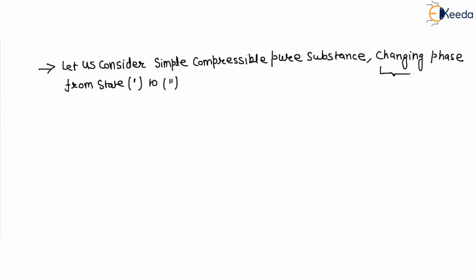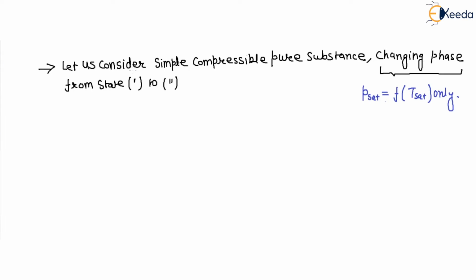When the phase changes, we know that the saturation pressure P sat is a function of T sat only. That means during a phase changing process, the pressure and temperature are not independent; it is a dependent parameter. So the saturation pressure is a function of saturation temperature. If the saturation temperature changes, the saturation pressure will also change during the phase change process, right?